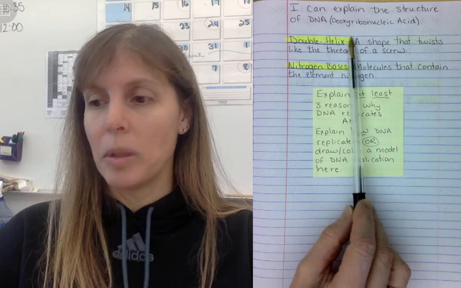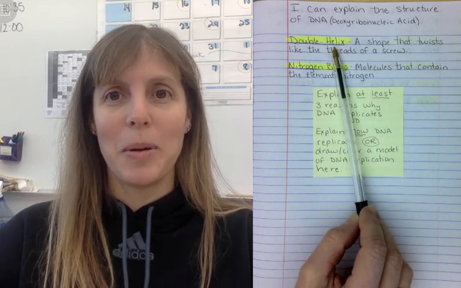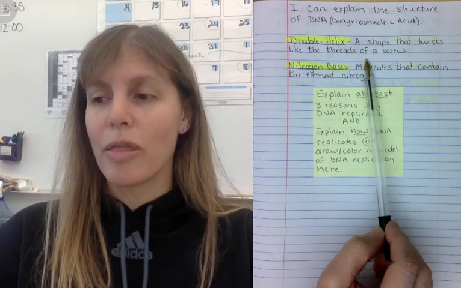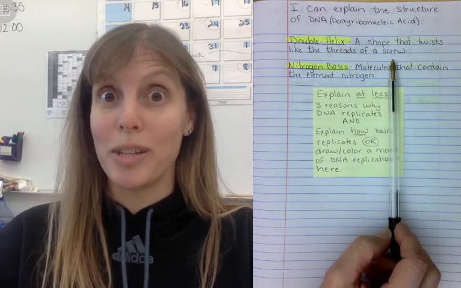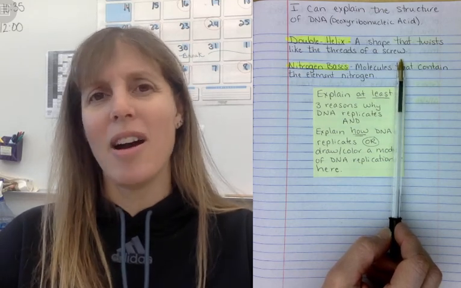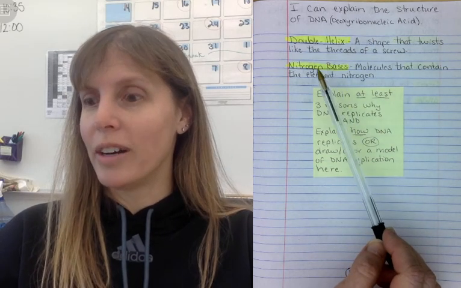All right, so DNA has this really cool shape. It's called a double helix. Double helix. Say it with me. Double helix. It's a shape that twists like the threads of a screw. And wait till you see it. It is super cool. And we haven't known about it for very long. So it's actually very intriguing.